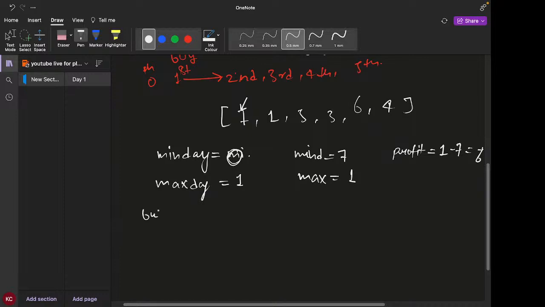Buy day and sell and profit. If I buy on 7 and sell on first, do we get any profit? No, this is minus 6. If I buy on the second day, that is 1, here is a concept where I use this tag.